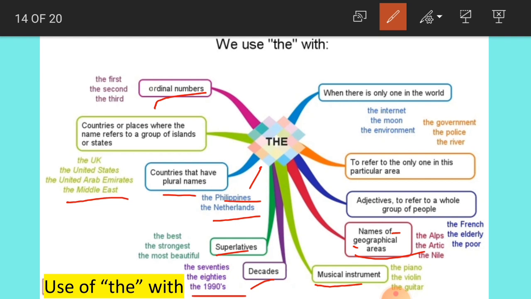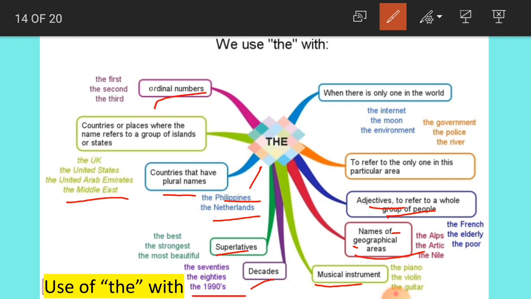And here, adjectives to refer to a whole group of people. If it is an adjective, when we refer to a whole group of people, like the French, the elderly, the poor, the Indians. Like this, we are going to use these words as adjectives: the poor, the rich, the elderly.